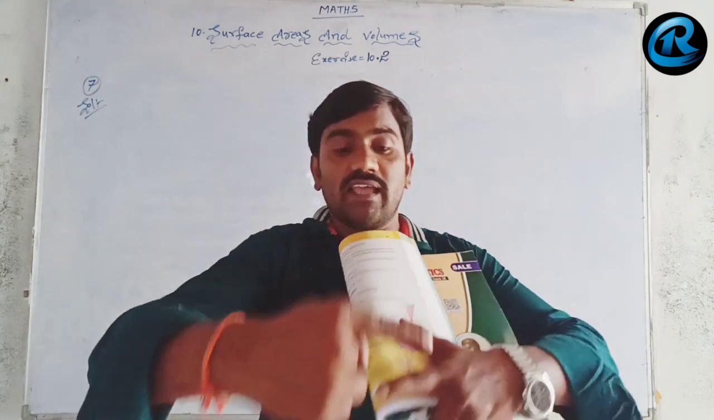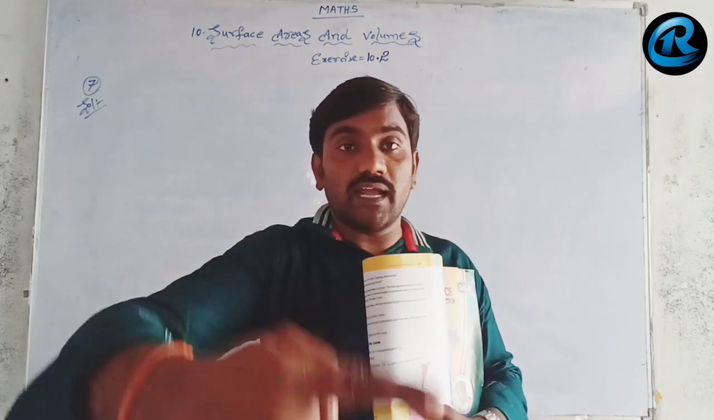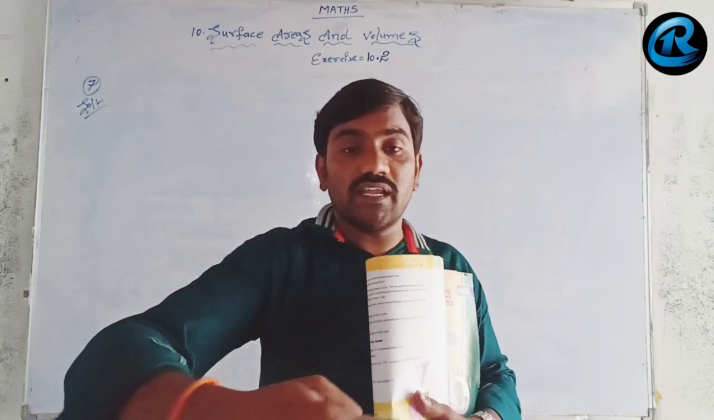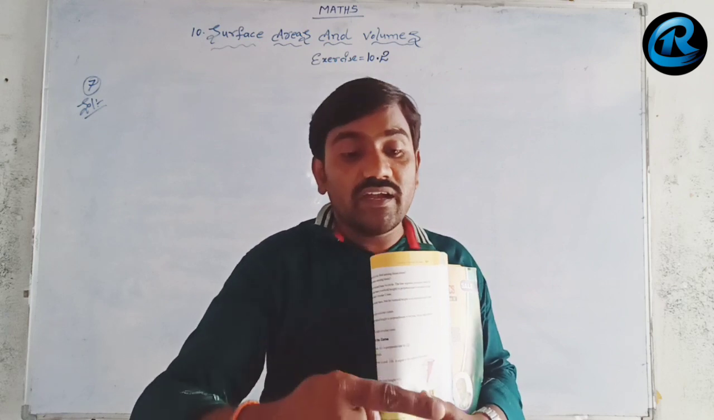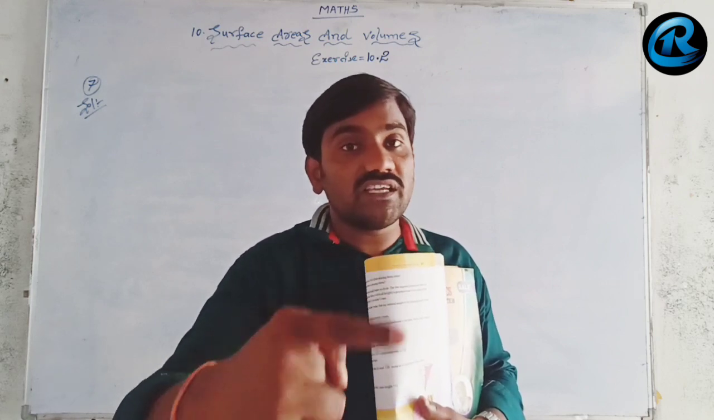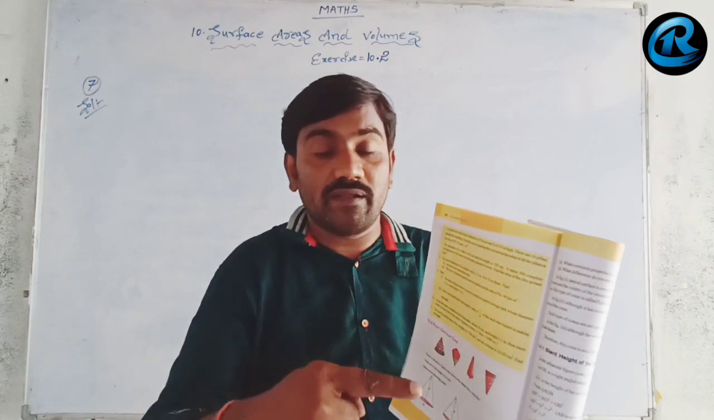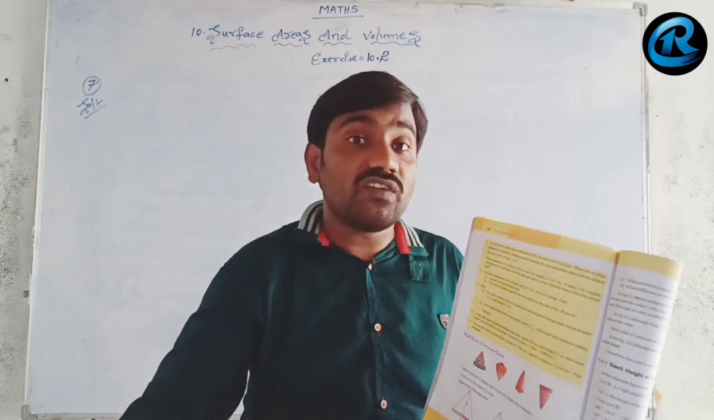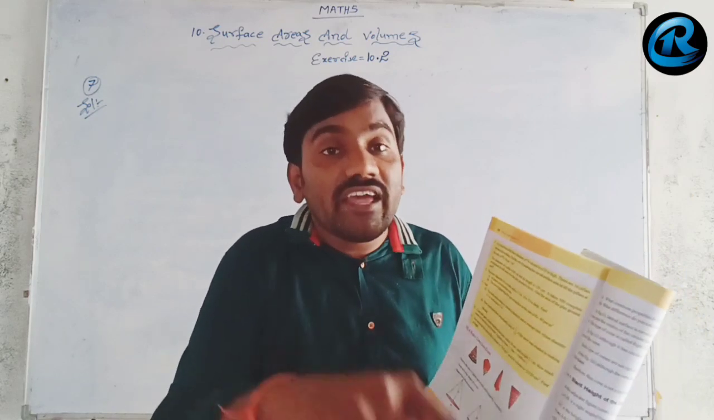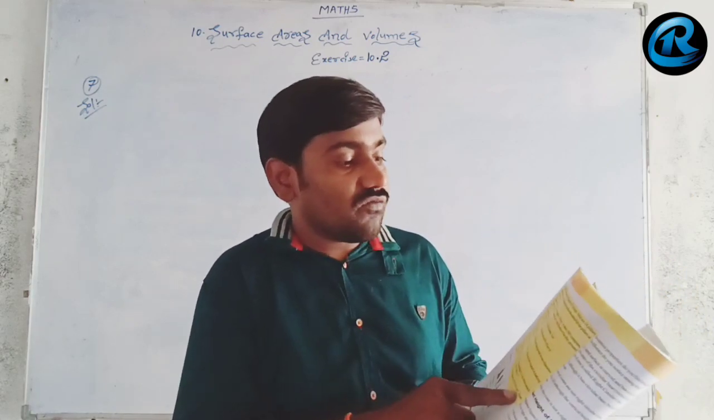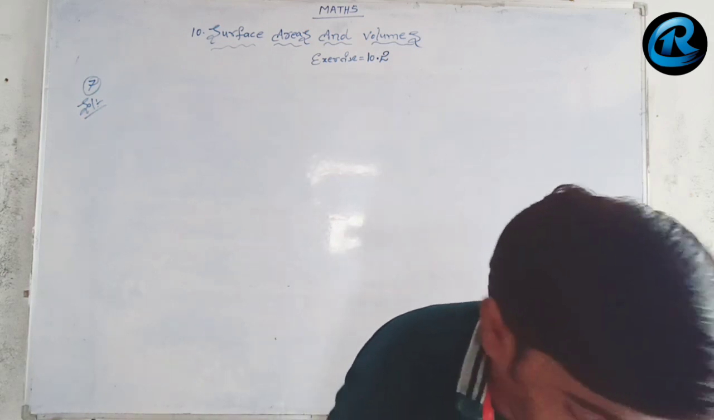So it rotates like this. It rotates 500 times. That means the curved surface area comes 500 times. So 500 into the curved surface area of a roller, because 500 times it is rotating, will give us the area of the playground. So find the area of the playground in meter square. Very simple, we can find it here.